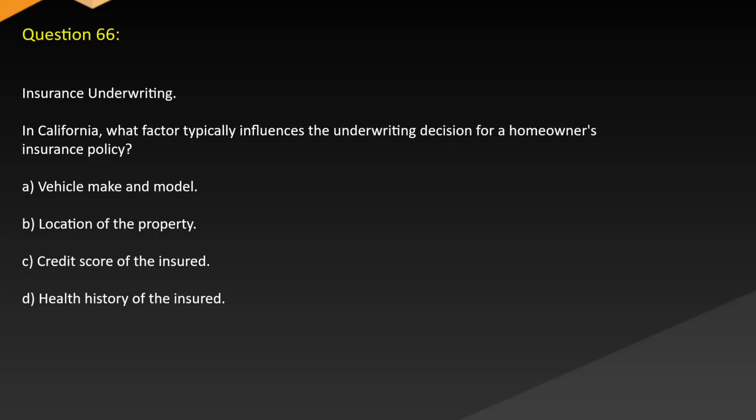Question 66. Insurance underwriting. In California, what factor typically influences the underwriting decision for a homeowner's insurance policy? A. Vehicle make and model. B. Location of the property. C. Credit score of the insured. D. Health history of the insured.